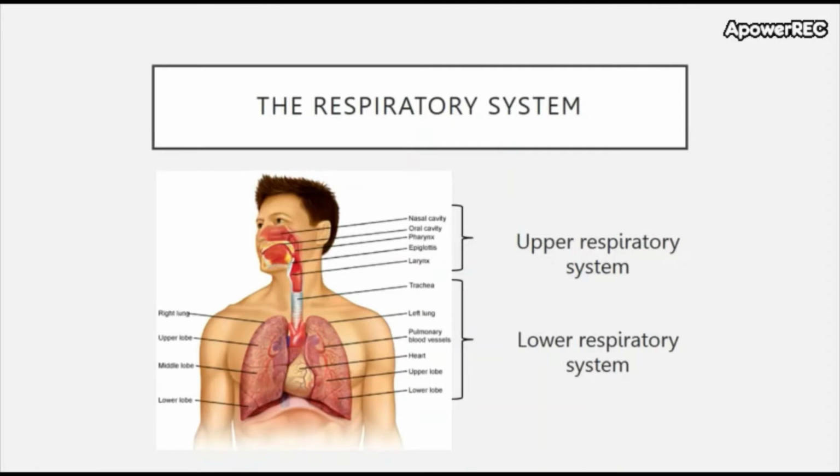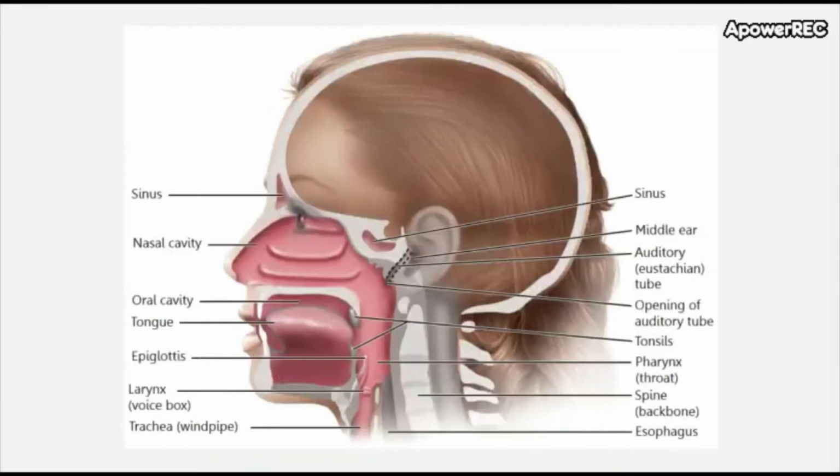And the lower respiratory system contains the trachea and the lungs, which have different areas: the upper lobe, the middle lobes, and the lower lobes. This image zooms in on the upper respiratory system and pays special attention to the sinuses, the nasal cavity, and oral cavities. The pharynx, also known as the throat, and the larynx, which is your voice box, and tubes associated. And the epiglottis is the flap of tissue that covers your trachea when you swallow.